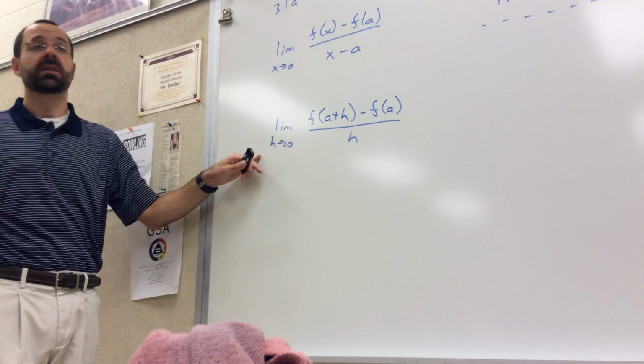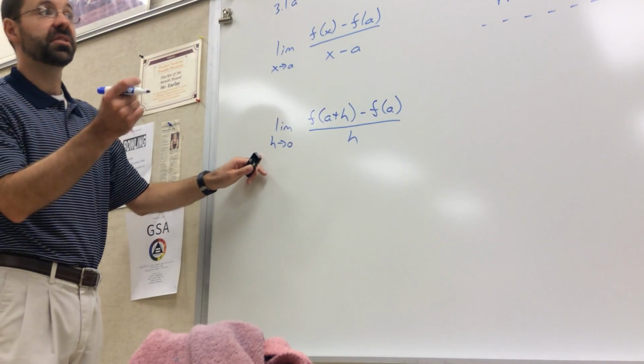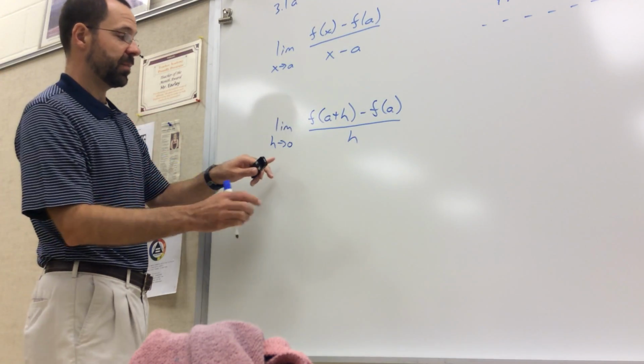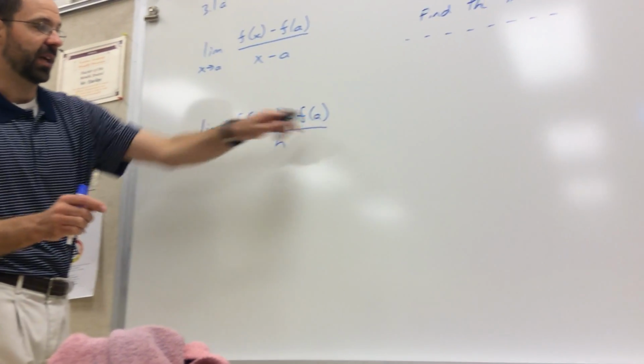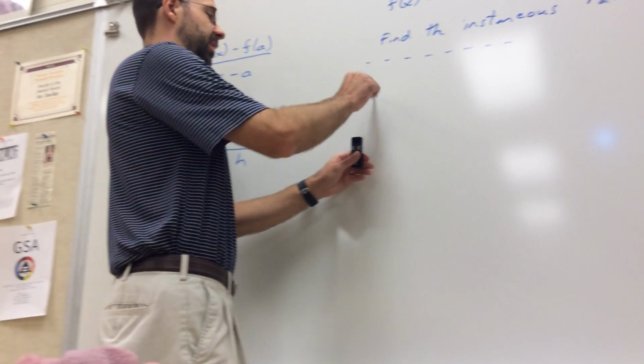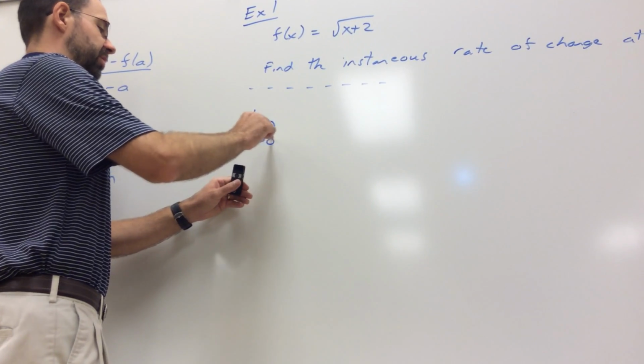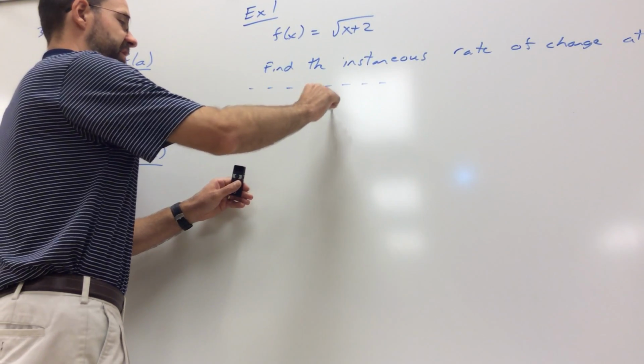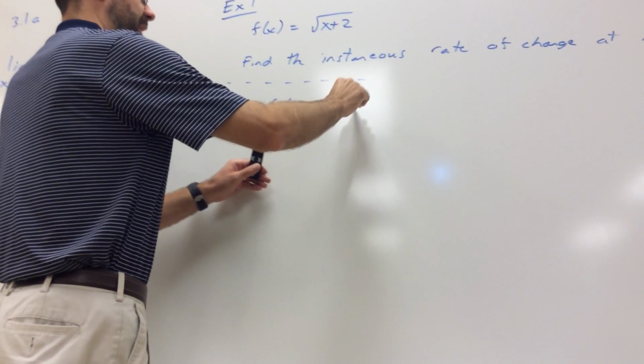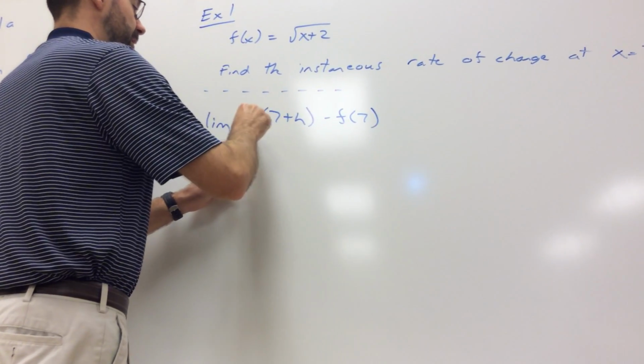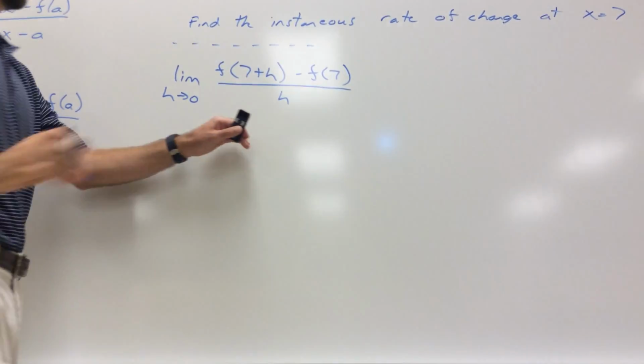Okay, so since we're finding the instantaneous rate of change at 7, that means we need to put a 7 there and there. So we're going to take the limit as h goes to 0 of f of 7 plus h minus f of 7 all over h.